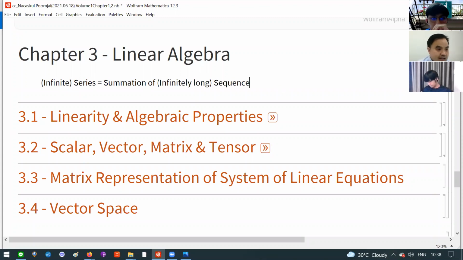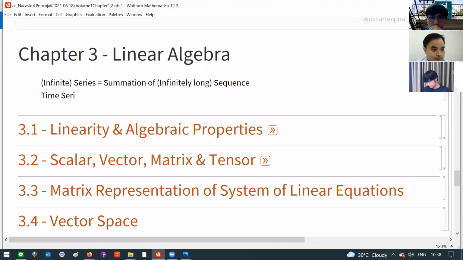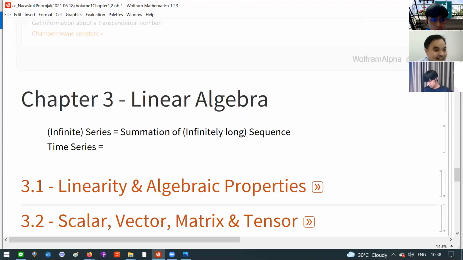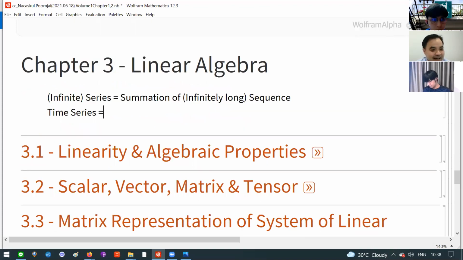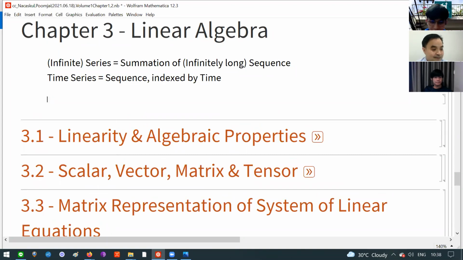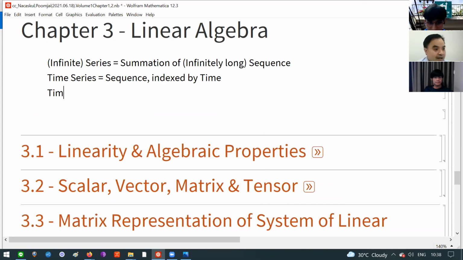Now, time series, despite the name, is actually not a series, it's a sequence indexed by time. It's a sequence. It's not a series. But having said that, they're not completely wrong to say that this is a time series. Why? Let's think of something. Let's say financial time series.